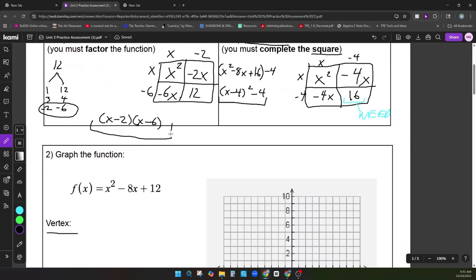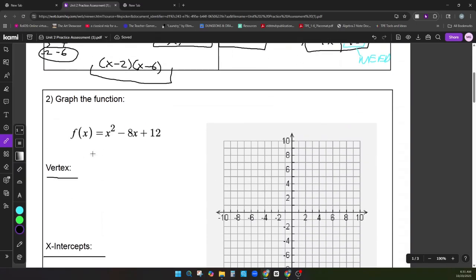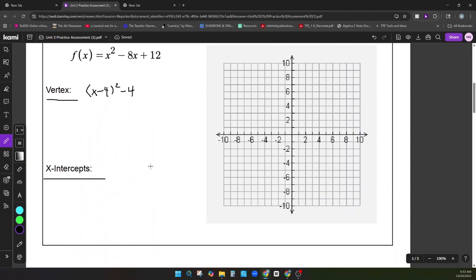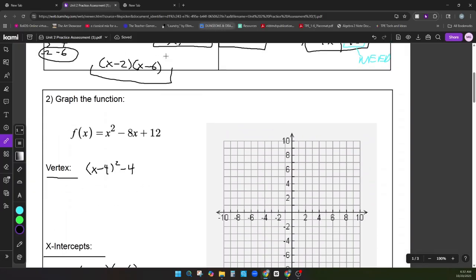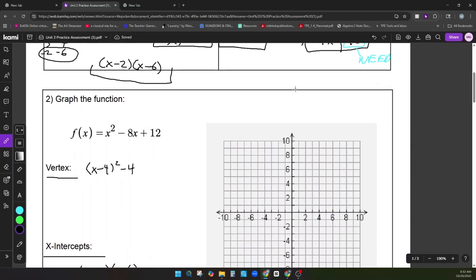So for my vertex, I look at my vertex form. For this one, I'm going to use x minus 4 squared minus 4. And for my x-intercepts, I use my factored form, x minus 2 times x minus 6. Double checking, I make sure I wrote everything correctly. And it seems like I did.